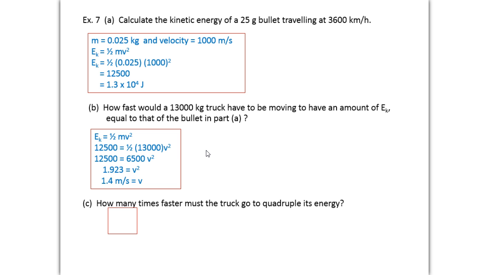So how many times faster must the truck go to quadruple its energy? So if you want the truck to have 4 times the amount of energy, how much faster does it have to go? Well, you want it to quadruple. So you want it to go up by a factor of 4. So what has to happen is that velocity has to double. Again, that's that squaring factor kicking in here.